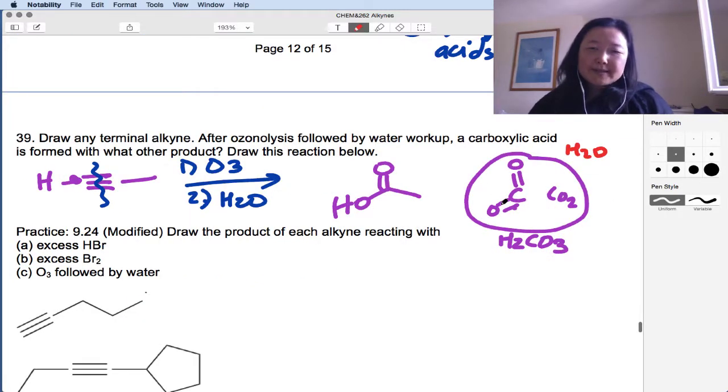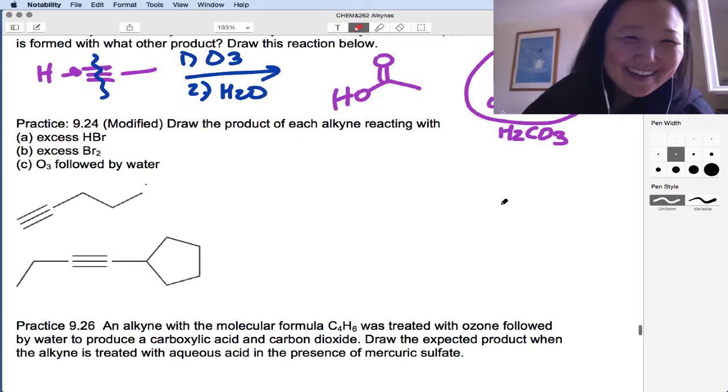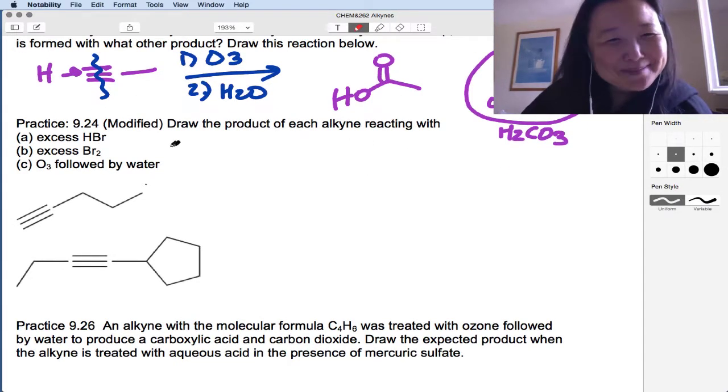And I drew it bent, but it's linear, by the way. All right, I know it's really bothering me. I really want to fix it, but let's move on.